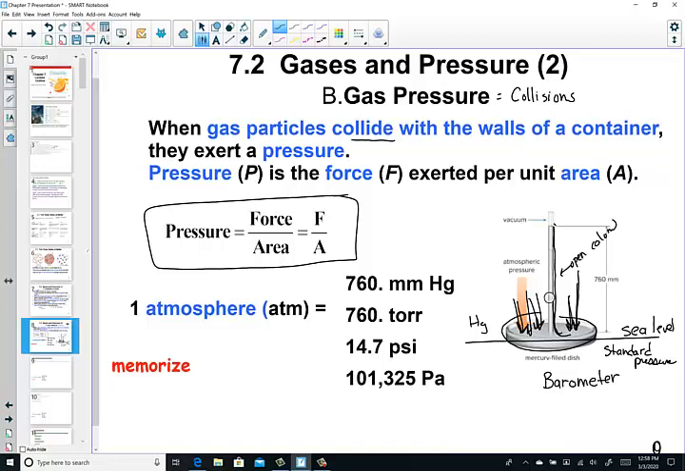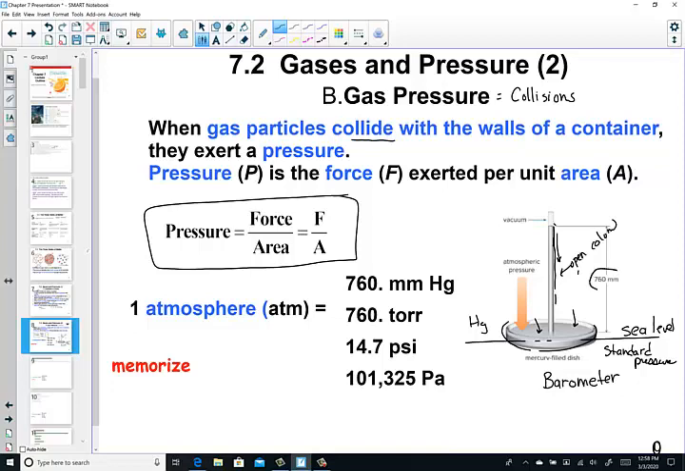And the opposite is true. If you have low air pressure, like you would up high on a mountain, you wouldn't have as many air particles pushing down, and you'd see the column drop. A barometer measures atmospheric pressure by the rise and fall of a mercury column.